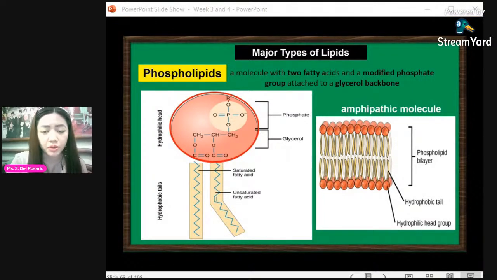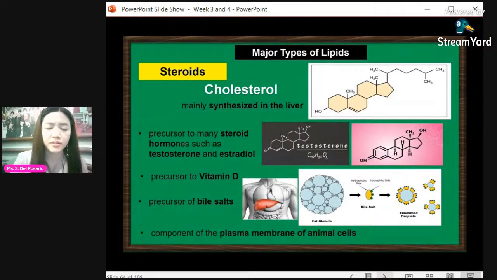Another example would be the phospholipids. When we say phospholipids, these are esters of glycerol, fatty acids, and phosphoric acid, and even other alcohols. And finally, another example of lipids would be the steroids.